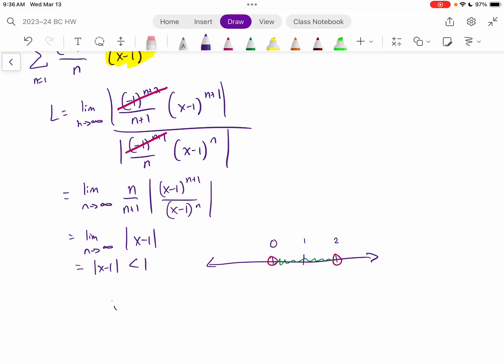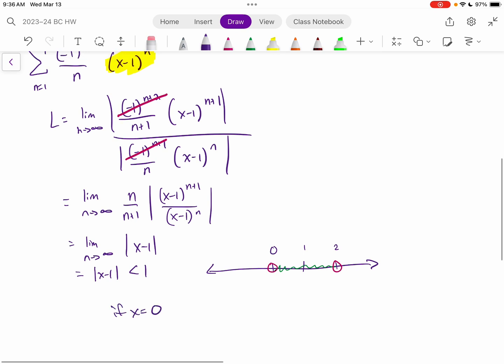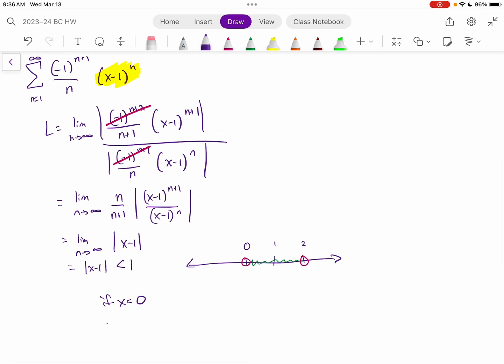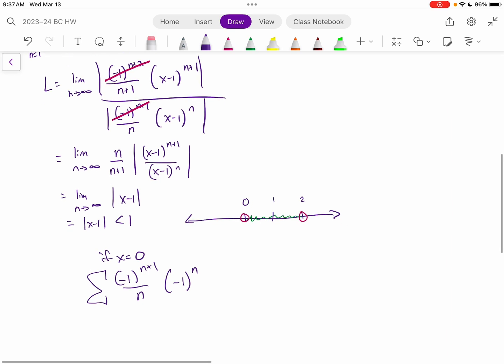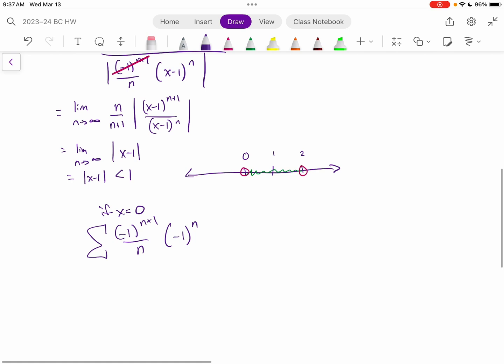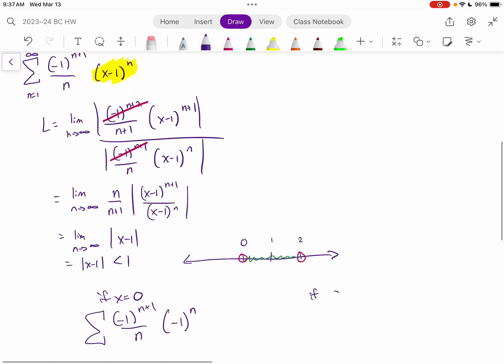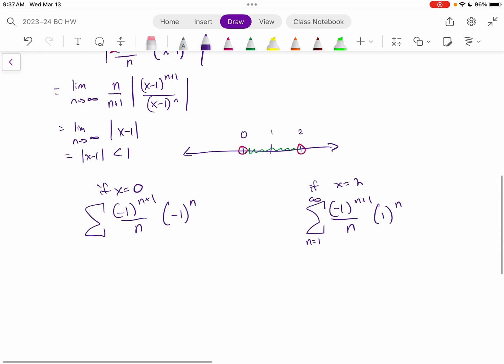Well, if x equals 0, what series am I actually dealing with? I'm actually dealing with this series, this alternating series. That might take some unpacking there. Okay, let's look at it. Sorry, we're also going to need to know if x equals 2. Let's look at this guy. Okay, so if x equals 0, we end up with this series.